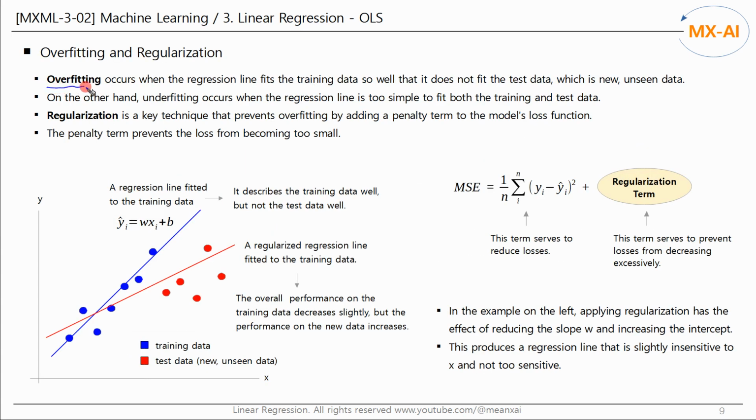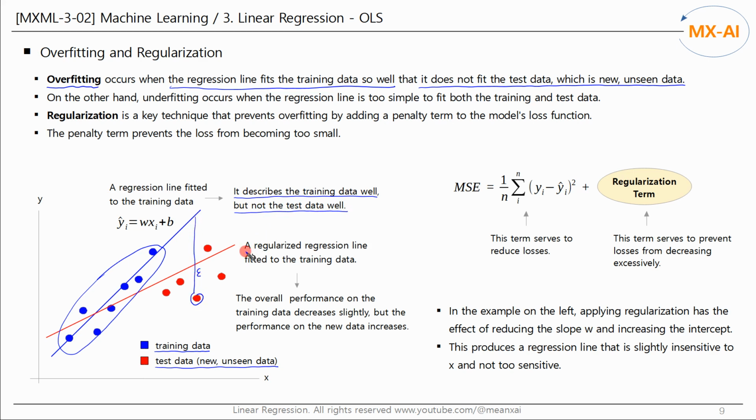Overfitting occurs when the regression line fits the training data so well that it does not fit the test data, which is new or unexperienced data. In the example below, the blue dots are training data and the red dots are test data. The blue line is the regression line fit to the training data. This describes the training data very well, but not the test data well. The error for this test data point is large.